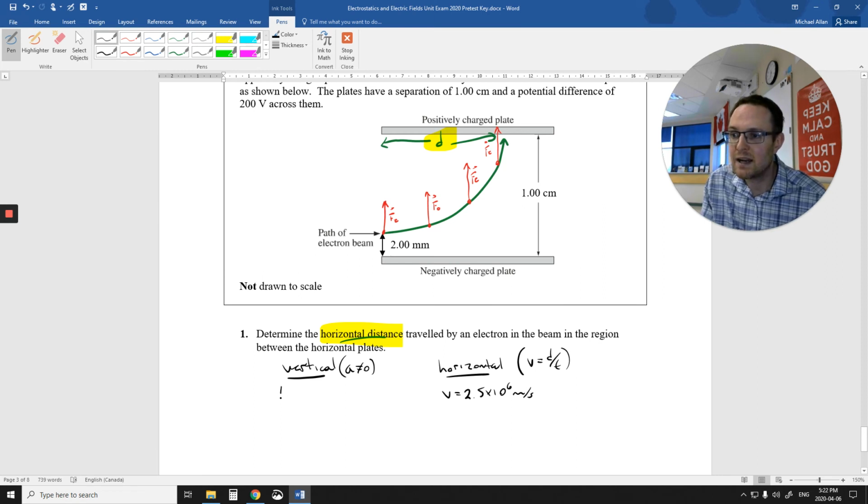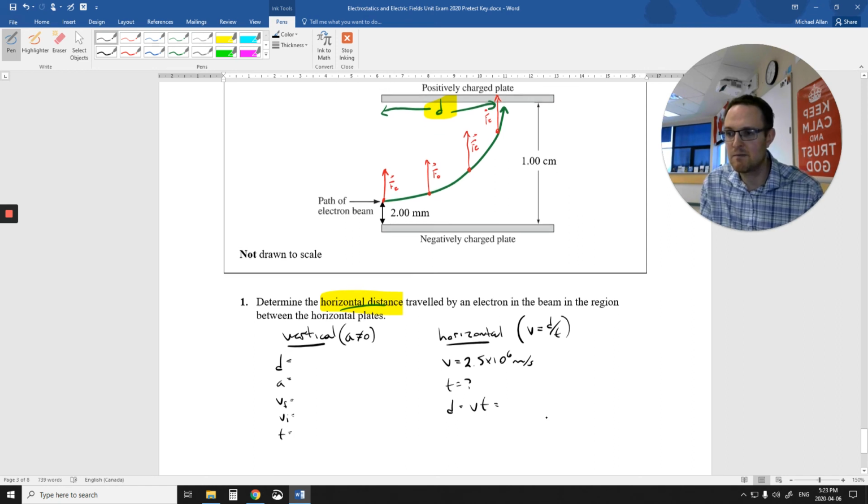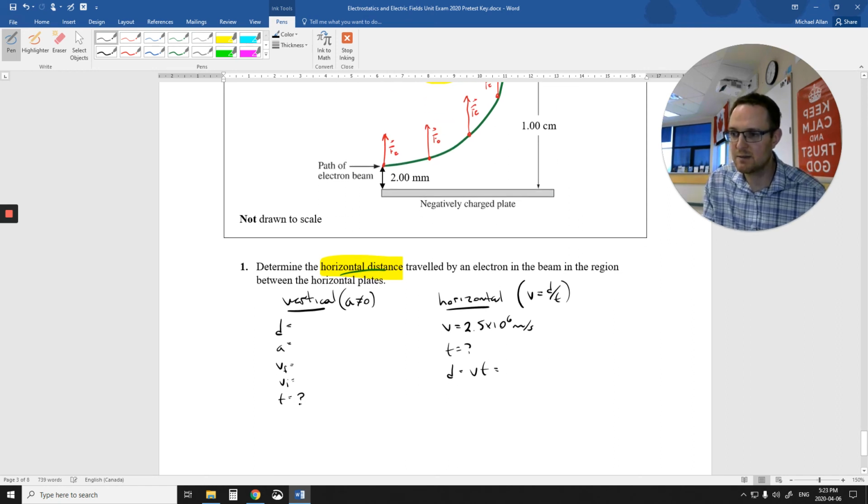Now, to find these numbers here, of these 4 things, I need 3 of them. And to find this, I need time, so I can go d is equal to v times t. So that's what I'm trying to do right now. I want this piece, so I need time. So I definitely need time over here.